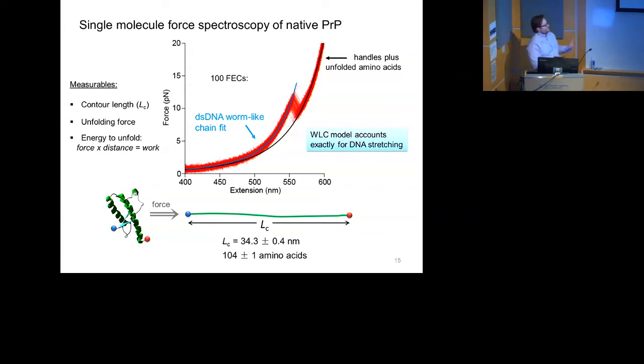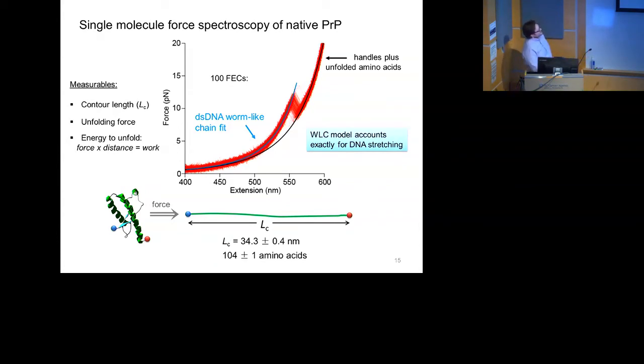With native prion protein, we have its NMR structure, so we can basically estimate what the contour length change should be for this protein and compare it to our experiment, and they match. So we know, okay, this is the unfolding of native prion protein, or the refolding of native prion protein.